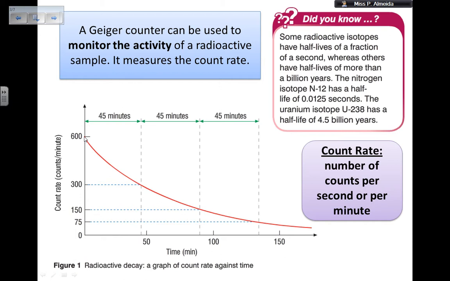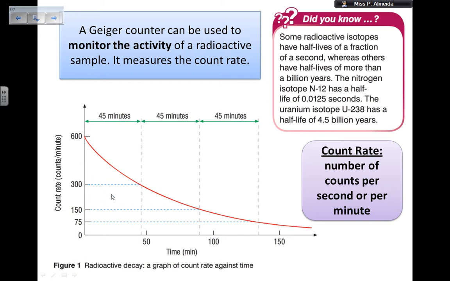Look at that. 0 minutes, 600. After 45 minutes, I now have a count rate of 300. After 45 minutes, I now have half of 300, 150, as count rate. And after another 45 minutes, I have half of 150, which is 75, okay? So as you can see, every 45 minutes, every time that I have this specific amount of time, in this case for this isotope 45 minutes, the count rate decreases by a half, okay? And this changes depending on the isotope.